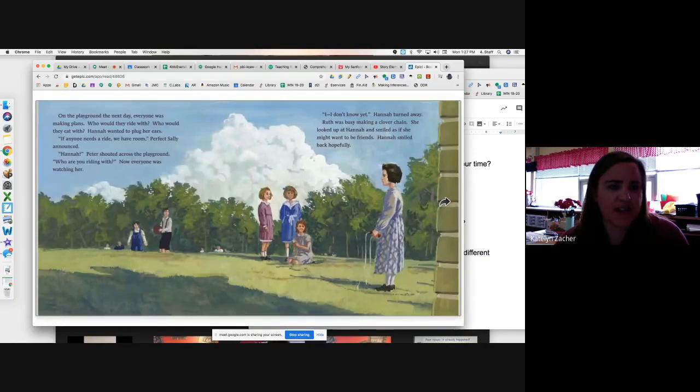On the playground the next day, everyone was making plans. Who would they ride with? Who would they eat with? Hannah wanted to plug her ears. "If anyone needs a ride, we have room," Perfect Sally announced.